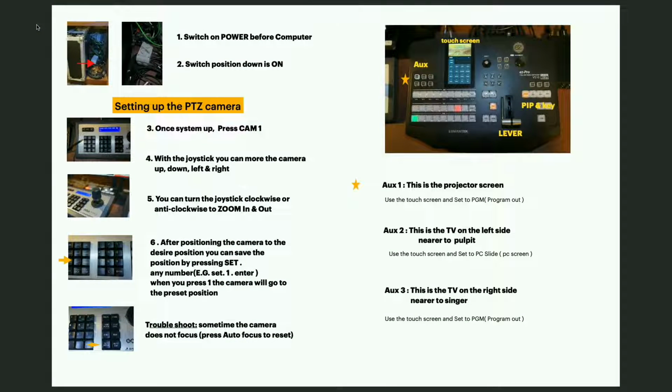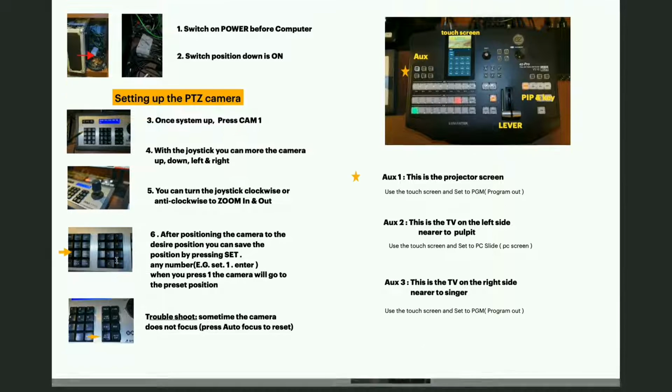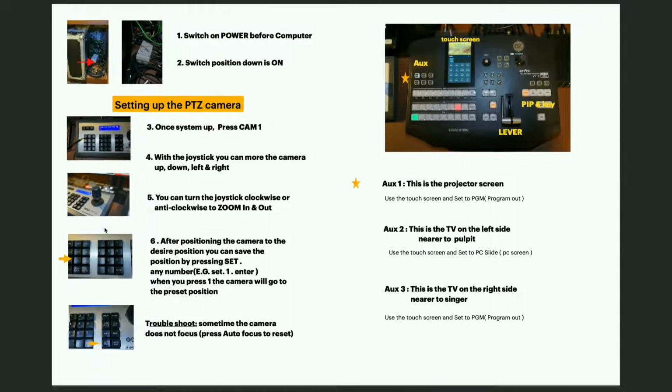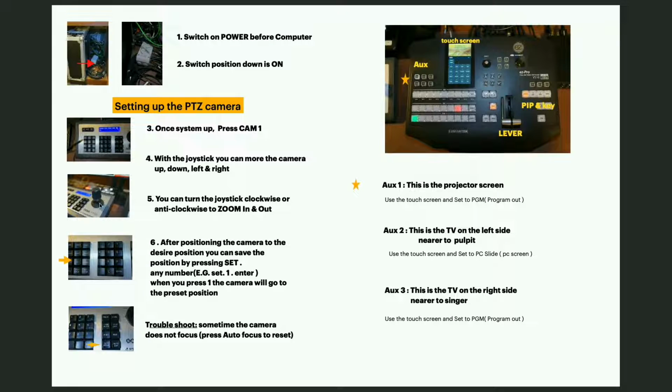So you can see this one is camera 1. You press camera 1, and after that you can operate the joystick and the camera should move. This is the joystick that we're talking about. You can move it up and down, left and right, and zoom in and out by turning the knob.